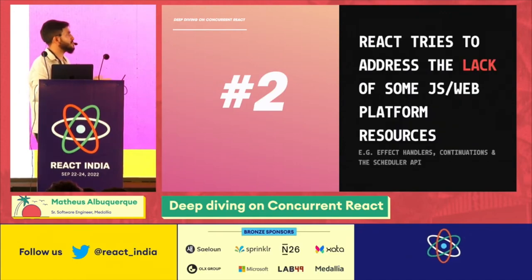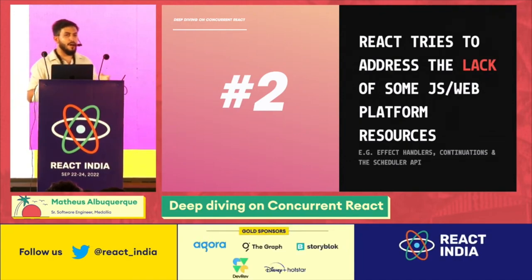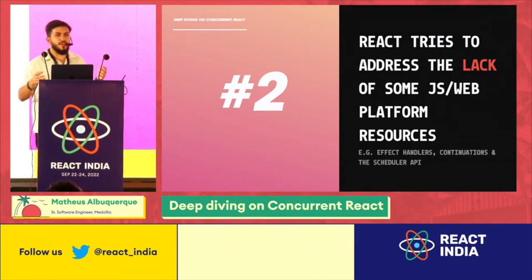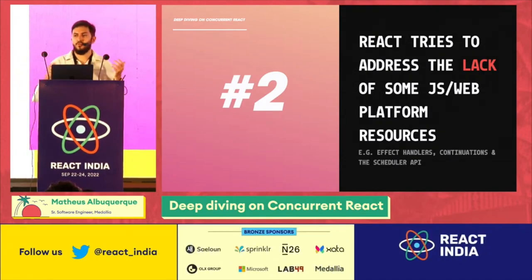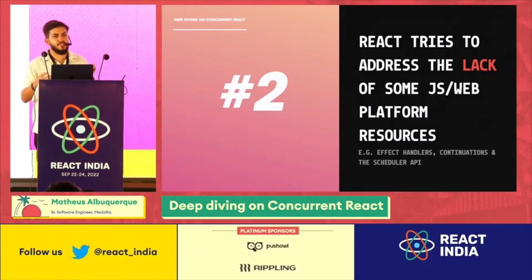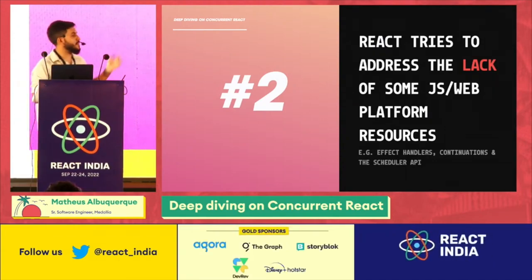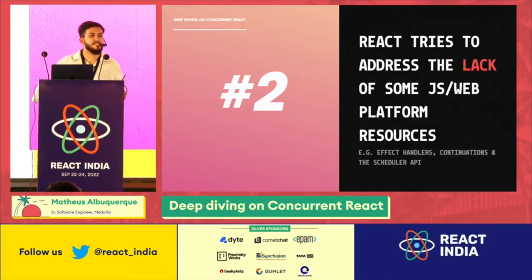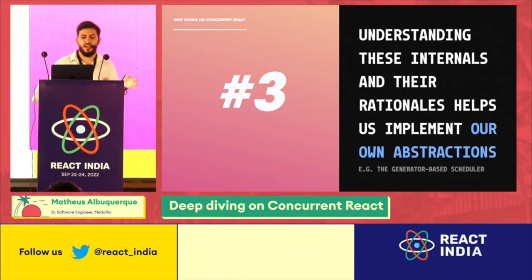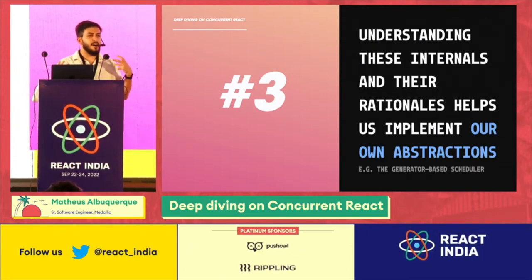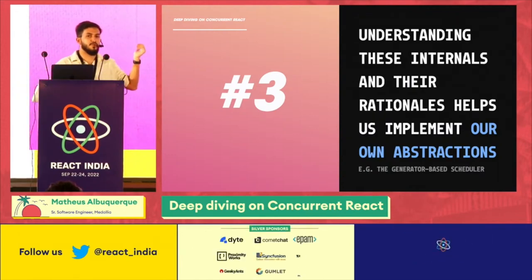Another thing we can see is that the framework tries to address the lack of some features in JavaScript as a language, but also in the browser as a platform, with their own solutions. So for example, when we saw this morning that we were throwing a promise, this sounds like a hacky solution, but that's an oversimplified way of describing Suspense. What Suspense is trying to do is effect handlers in a language that doesn't have effect handlers or continuations. And the same thing with the scheduler API. React is building a scheduler probably because the browser doesn't have a proper one. And it leads to thinking that understanding these internals and the motivations behind them helps us bring our own abstractions on top of that, like the scheduler we drafted in 40 lines of code based on generators.